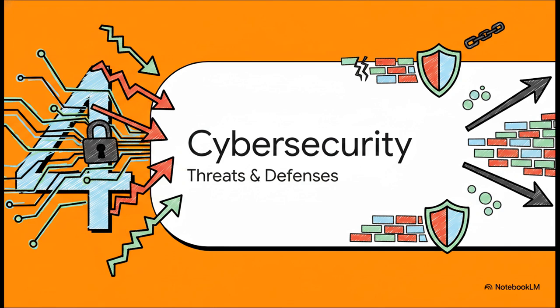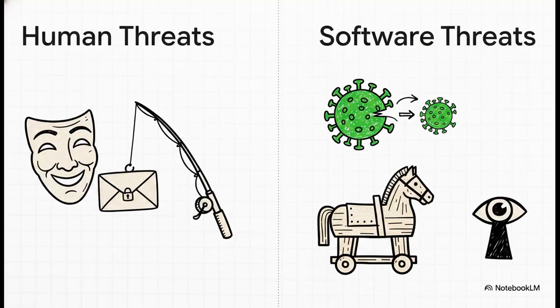Section 4. Cybersecurity. Let's look at threats and defenses. In cybersecurity, threats fall into 2 distinct buckets. First, we have human threats. This is social engineering, basically tricking you into giving up info. That could be blagging with a fake story, phishing via sketchy emails, or literally shouldering, just looking over your shoulder to steal a password.